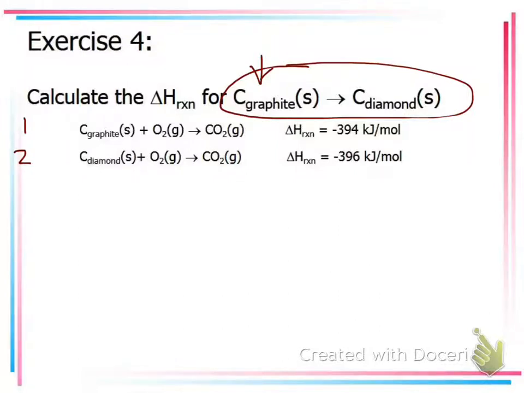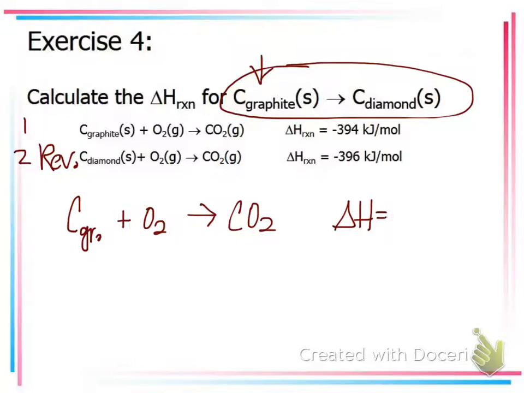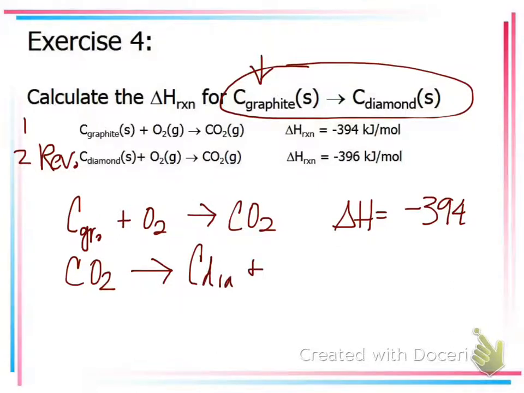But if I look at equation 2, I have diamond as a reactant, and my overall equation needs diamond as a product. So I'm going to reverse this equation. So now I want to rewrite everything. So I'm going to say C graphite, and I'm going to abbreviate, plus O2 goes to CO2. And my delta H value is a negative 394. Then I'm reversing this one, so it's going to be CO2 goes to carbon diamond plus O2. And because I reversed that, my negative 396 is now going to be a positive 396.